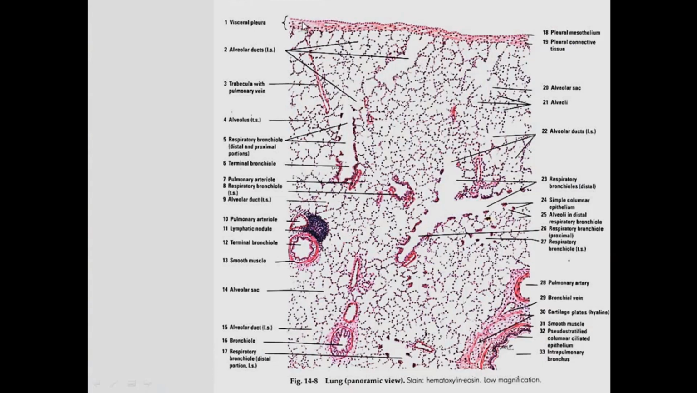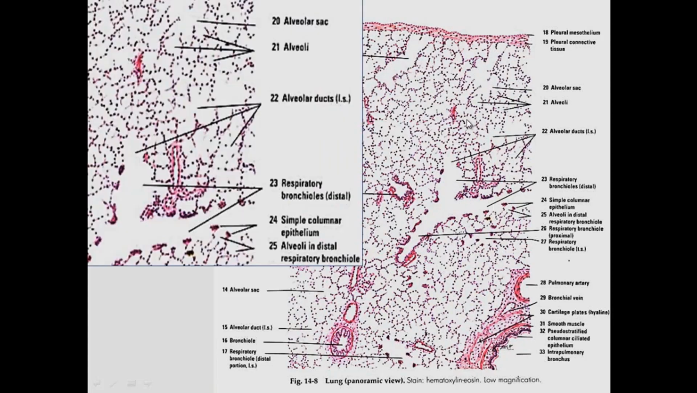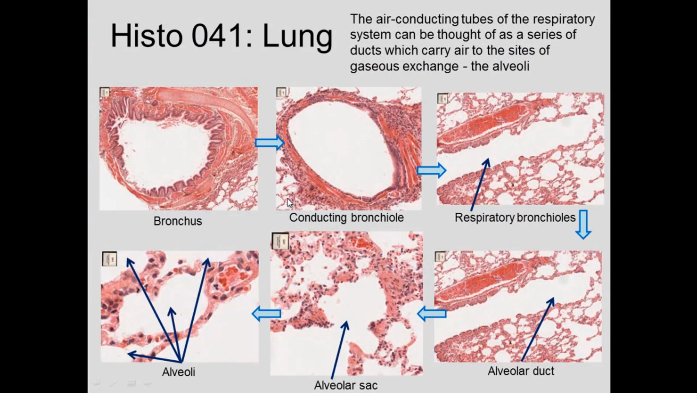So here's the visceral pleura that we have right up to there. The pleural cavity would be up in there. You have mesothelium on the surface. These are alveolar ducts, as we saw before. This is the respiratory bronchiole, alveolar ducts, alveolar sacs, alveoli, just as we saw before, and that's where gas exchange occurs. The biggest duct where gas exchange occurs is the respiratory bronchioles.